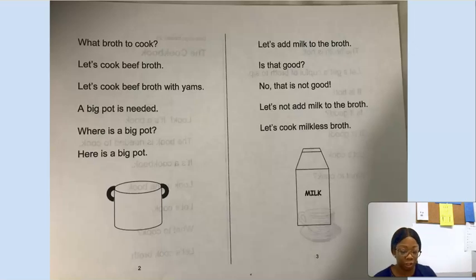Now moving on to page 3. So on page 3, where there is a question mark, change it to an exclamation mark. All right. And where there is an exclamation mark, change it to a question mark. All right. And then go ahead and read.